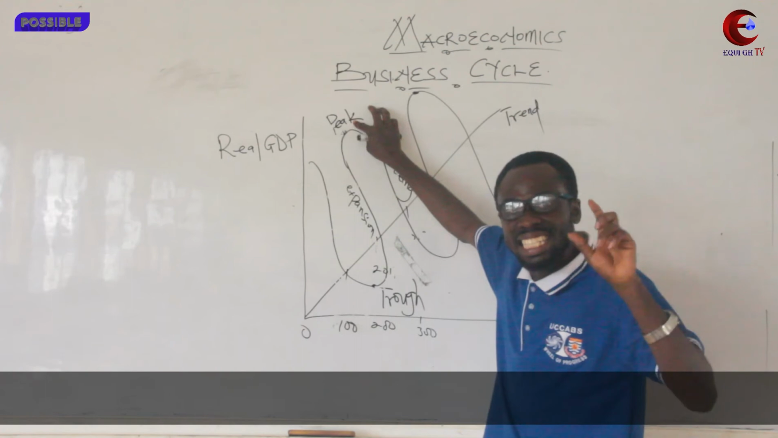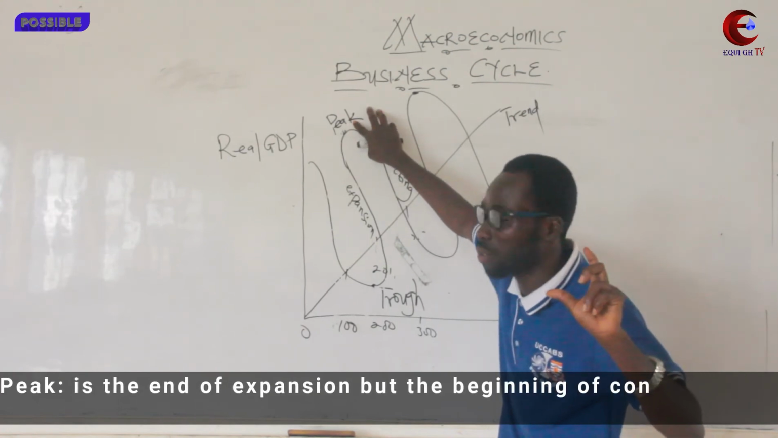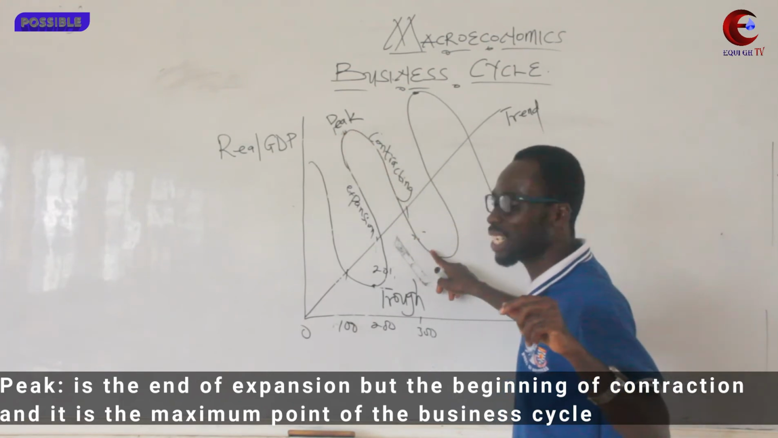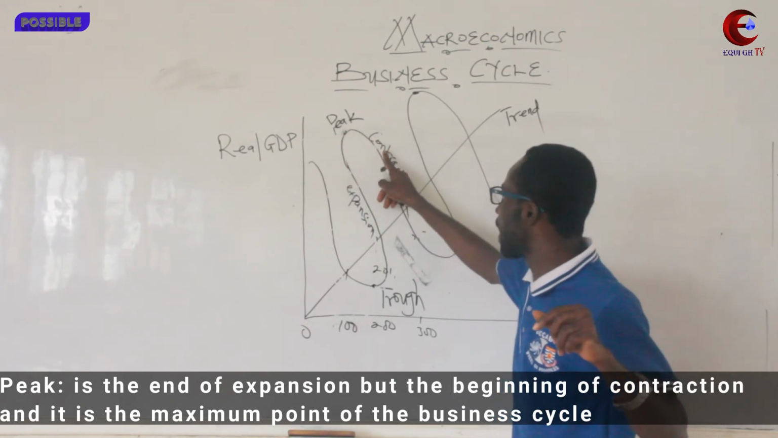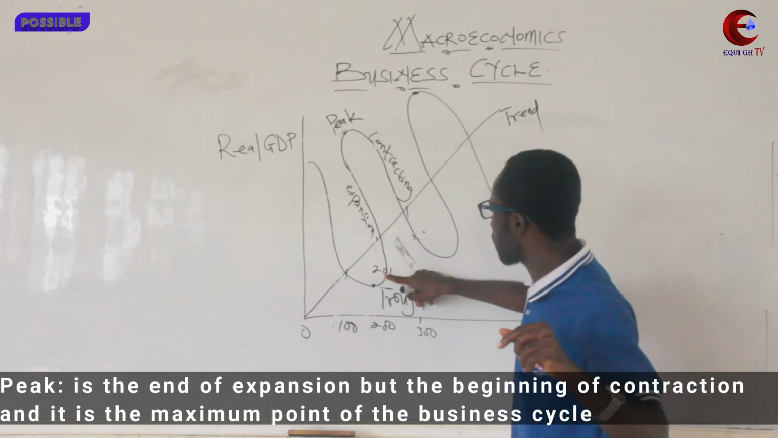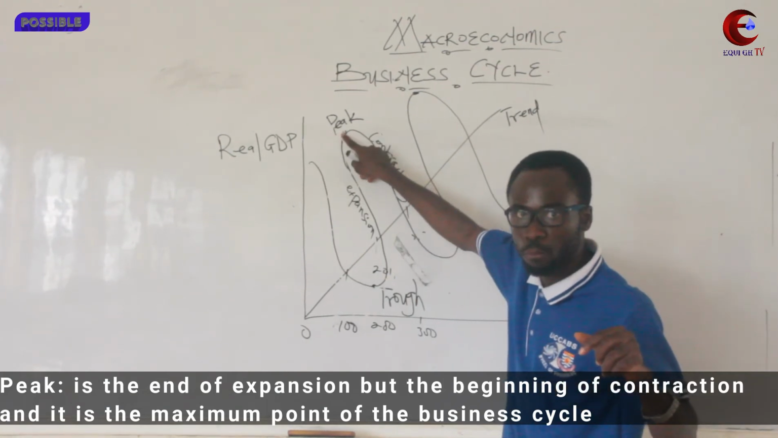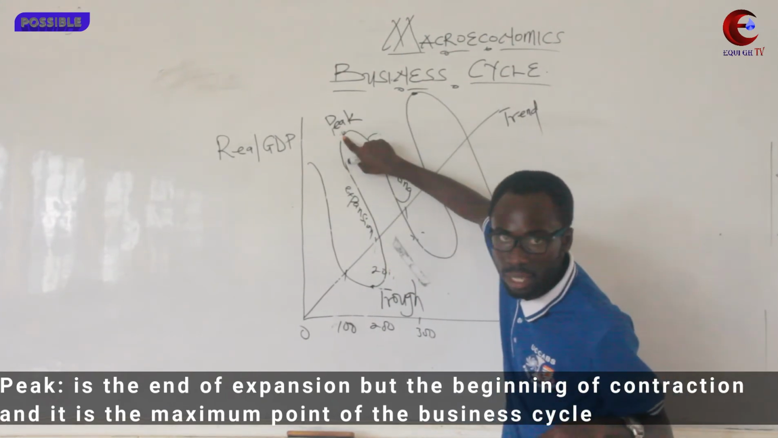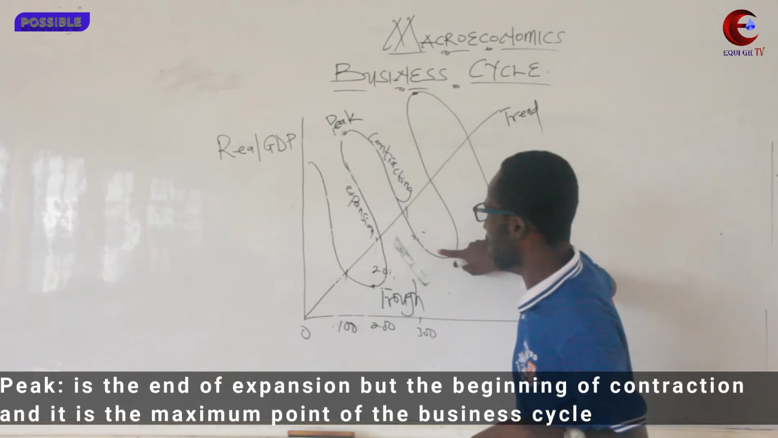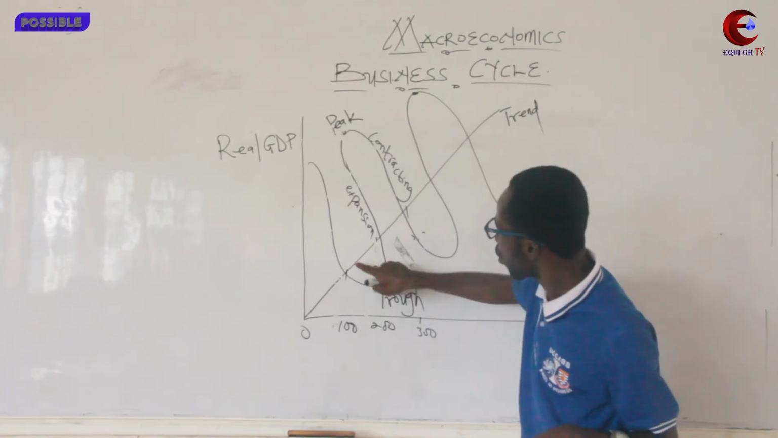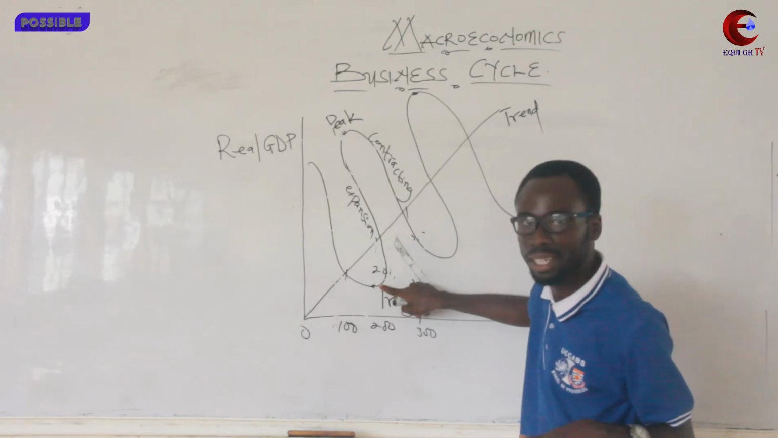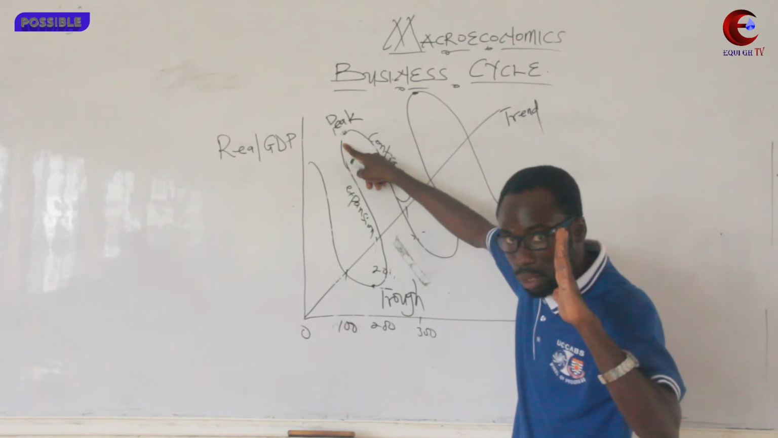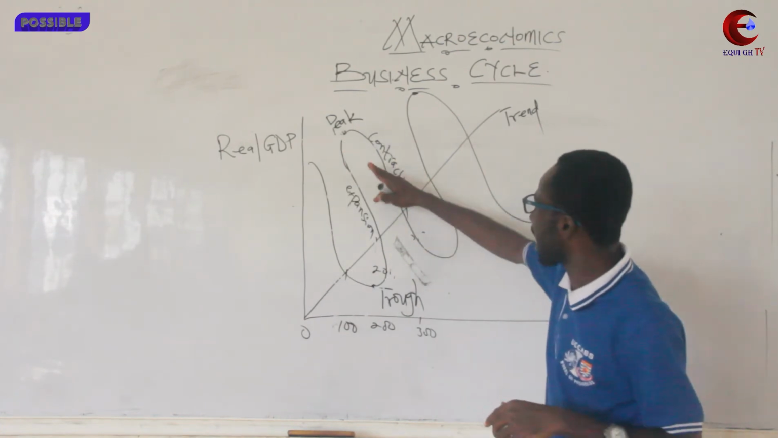Peak is the maximum point of the business cycle. Peak marks the beginning of contraction, and it marks the end of expansion. But trough marks the end of contraction and the beginning of expansion. Nice one. So that is the peak and the trough.